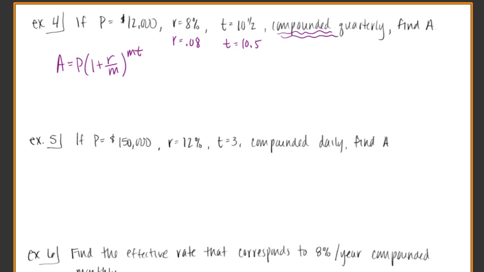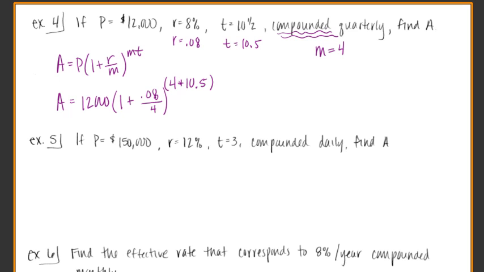Okay, so up there, I know P. A is what we're wanting to find. So A is going to equal 12,000 times 1 plus our R. So our R is 0.08. And look, we need to put an M in. Well, remember, M stands for the number of compounds each year. So just in 1 year, how many compounds? Well, if I'm going to compound quarterly, that's going to be 4 times in 1 year. And in this exponent, we're going to go 4 times 10.5.